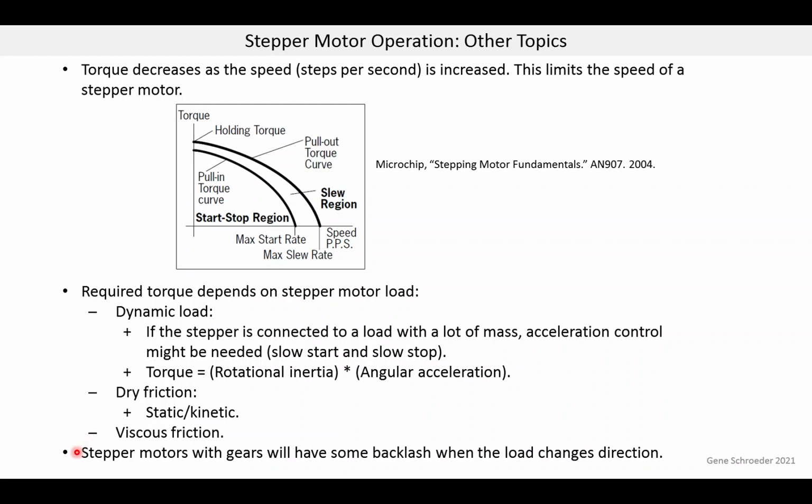The final thing I wanted to mention is that stepper motors that have gears will have some backlash when the load changes direction. It's just some looseness in the gears. Some people would call it slop. This backlash can occur when you change the direction of the rotation. It really depends on what kind of forces are being applied to the motor.